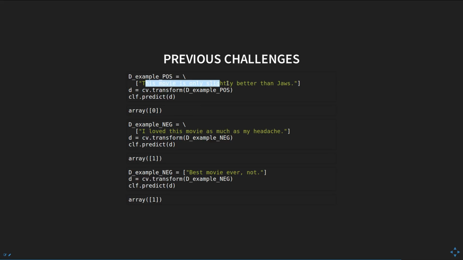This movie is only slightly better than Jaws. It's supposed to be a big compliment, yet the model predicts it as being negative. I love this movie as much as my headache. Probably negative, right? But the model predicts positive, probably because it has no idea from these movie reviews that a headache is actually negative, right? And then similarly, this negative example, best movie ever, not. Very, very sarcastic, yet the model still thinks best movie ever, so yeah, definitely a positive sentiment.